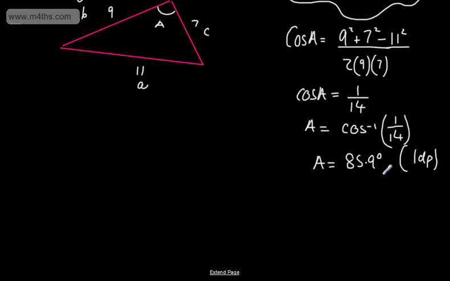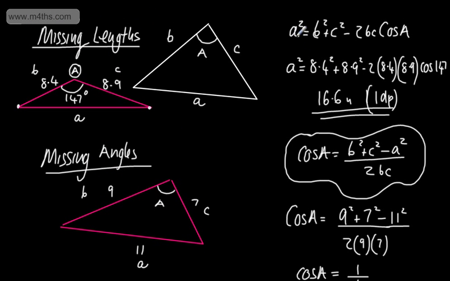So nice and straightforward, we're simply using that. Now if you'd gone this way, you could have just subbed them in here. So what we would have had is 11 squared is equal to 9 squared plus 7 squared minus 2 lots of B, which is 9, multiplied by C, which is 7, multiplied by cos A. So all you'd need to do is rearrange that and solve if you used this particular formula. I prefer to use this one, but it's entirely up to you.